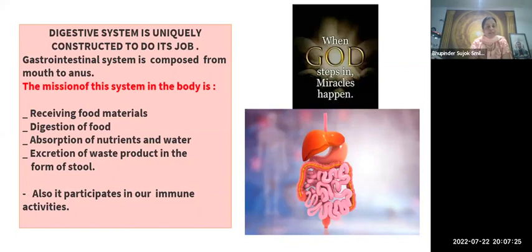So the gastrointestinal system is composed, as you know, from mouth to anus. And what is the mission of this system? The mission of this system is very important work. One is receiving food material, digestion of food, absorption of nutrients and water, and excretion of waste product in the form of stool. Also, it participates in our immune system.